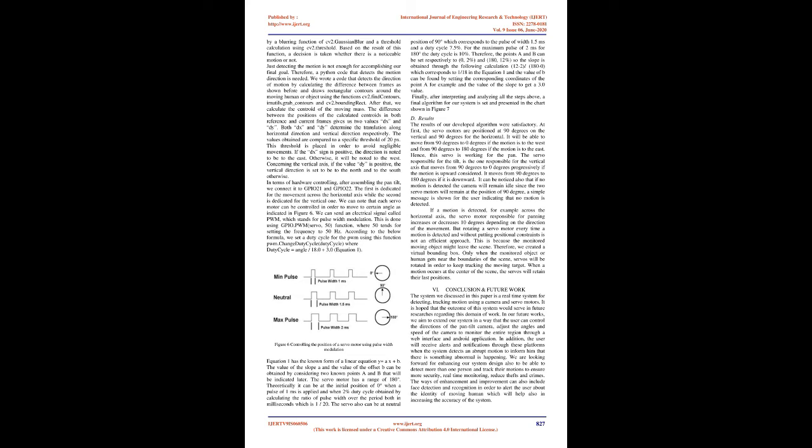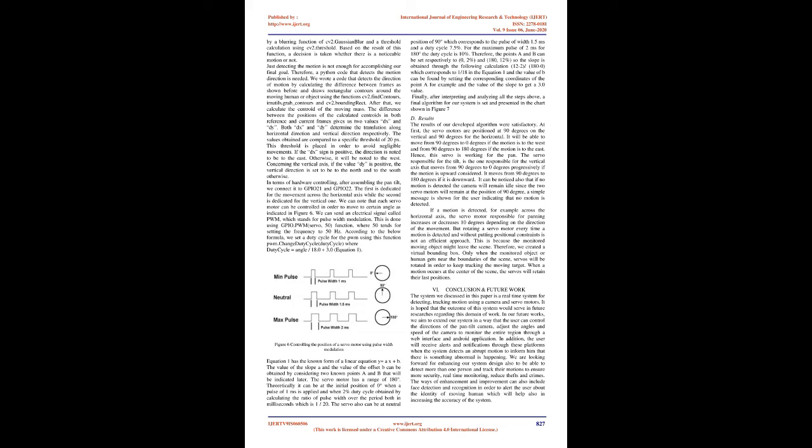In addition to recording a live video, the next step is to detect the motion of a moving human. This process is done using background subtraction between consecutive frames. This is accomplished using the function cv2.absdiff followed by a blurring function, cv2.GaussianBlur, and a threshold calculation using cv2.threshold. Based on the result of this function, a decision is taken whether there is noticeable motion or not.